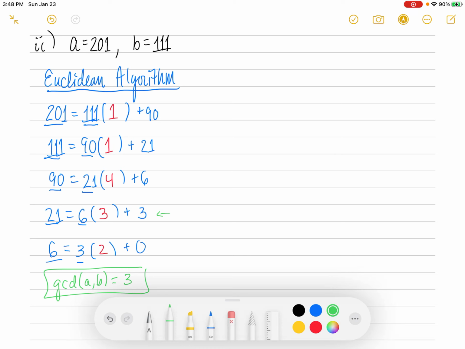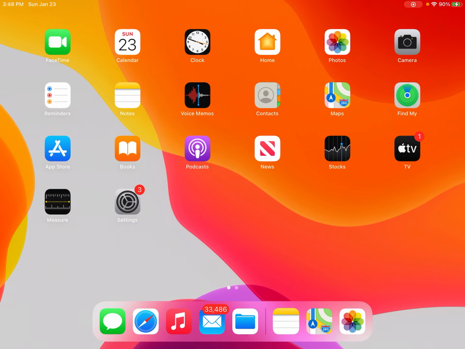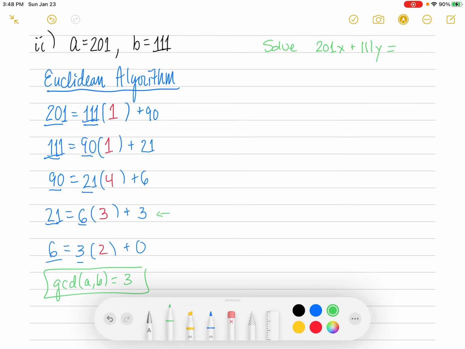The greatest common divisor, so the largest number that is a factor of A and B, is just 3. So once you have that, you want to solve Bezout's identity, which is 201x plus 111y equals the GCD, which is 3. Sorry about that, I don't know what it's doing.